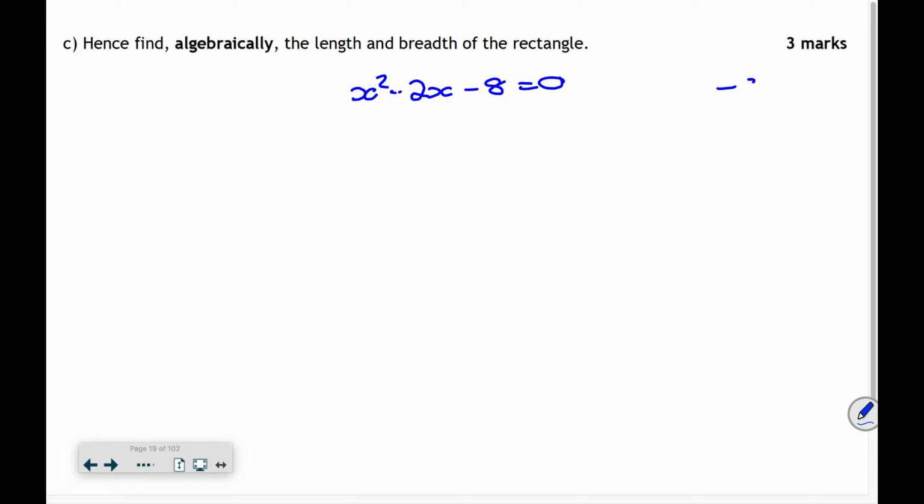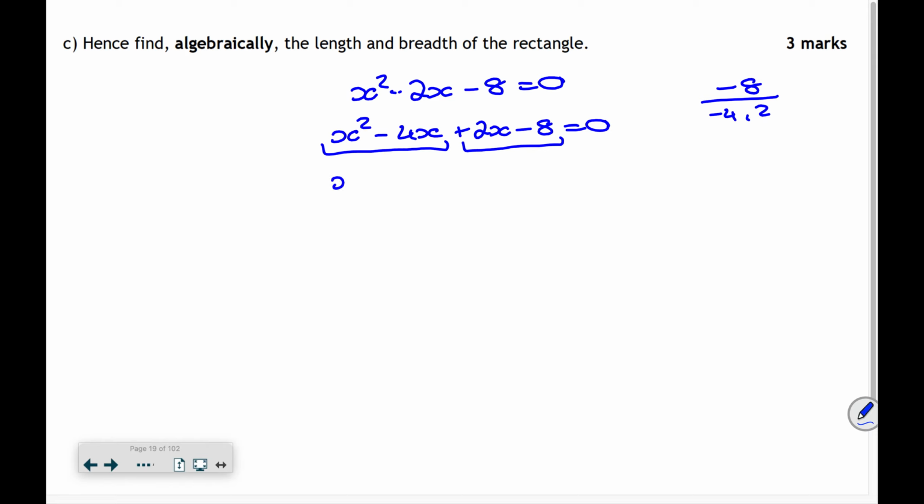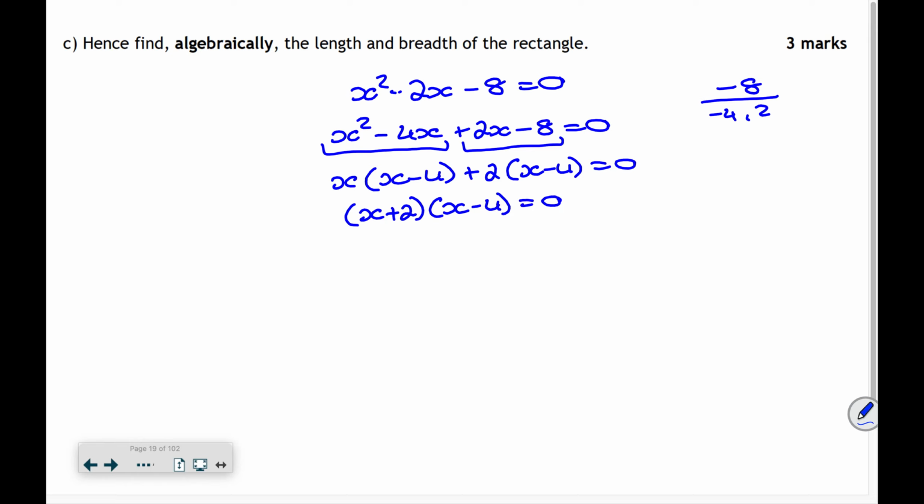So 1 times minus 8 is minus 8. So the combination that will work for that will be minus 4 and 2. So it'll give me x squared minus 4x plus 2x minus 8 is equal to 0. Factorise by grouping: x bracket x minus 4 plus 2 bracket x minus 4 is equal to 0. So that means we're going to have x plus 2, x minus 4 is equal to 0.